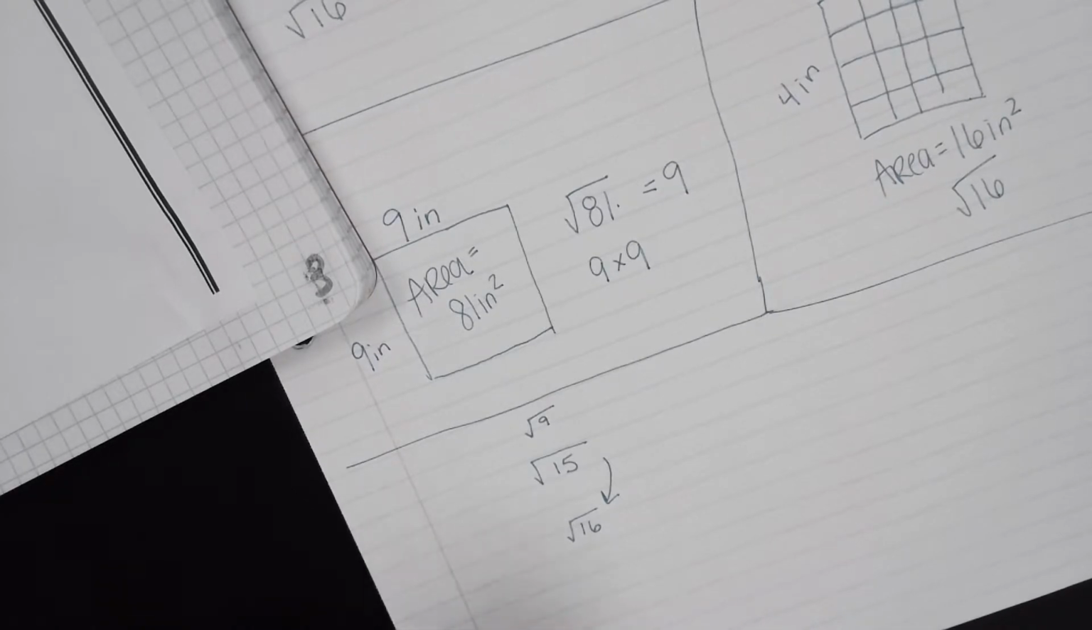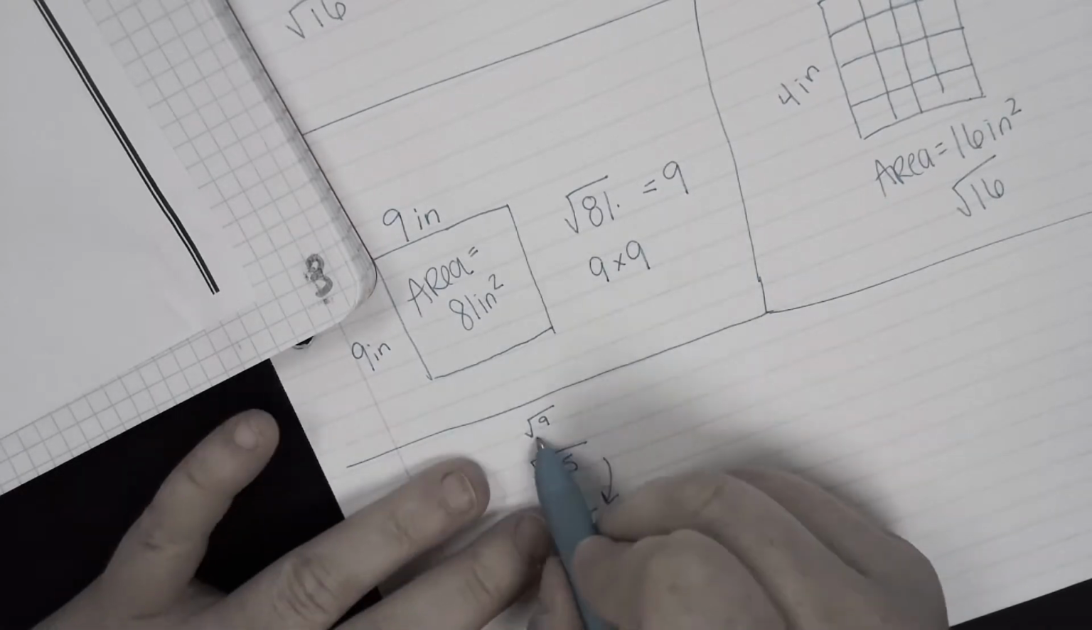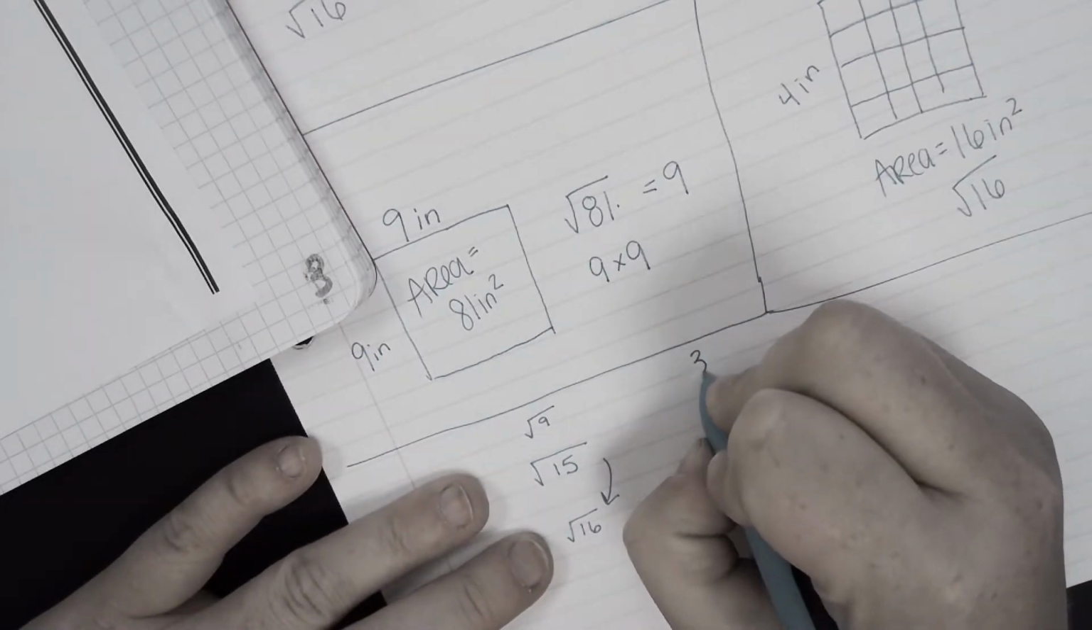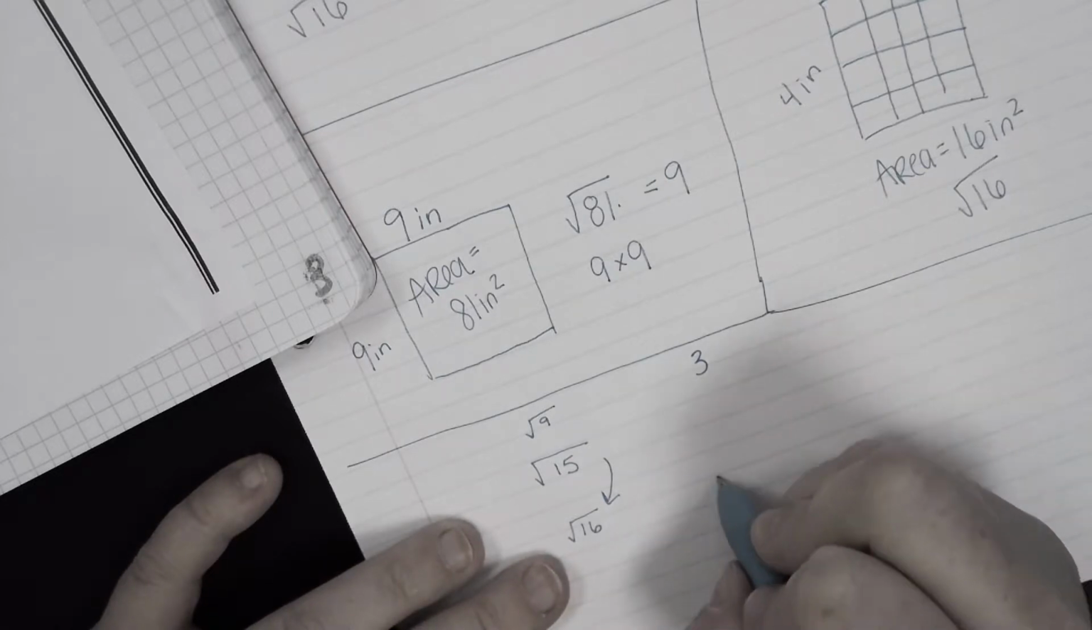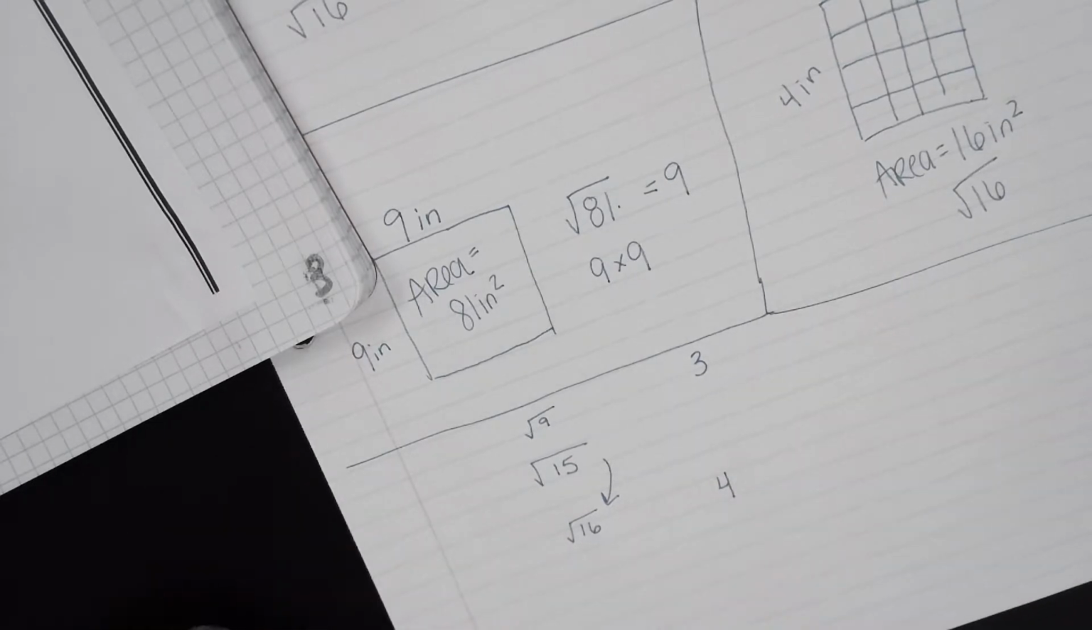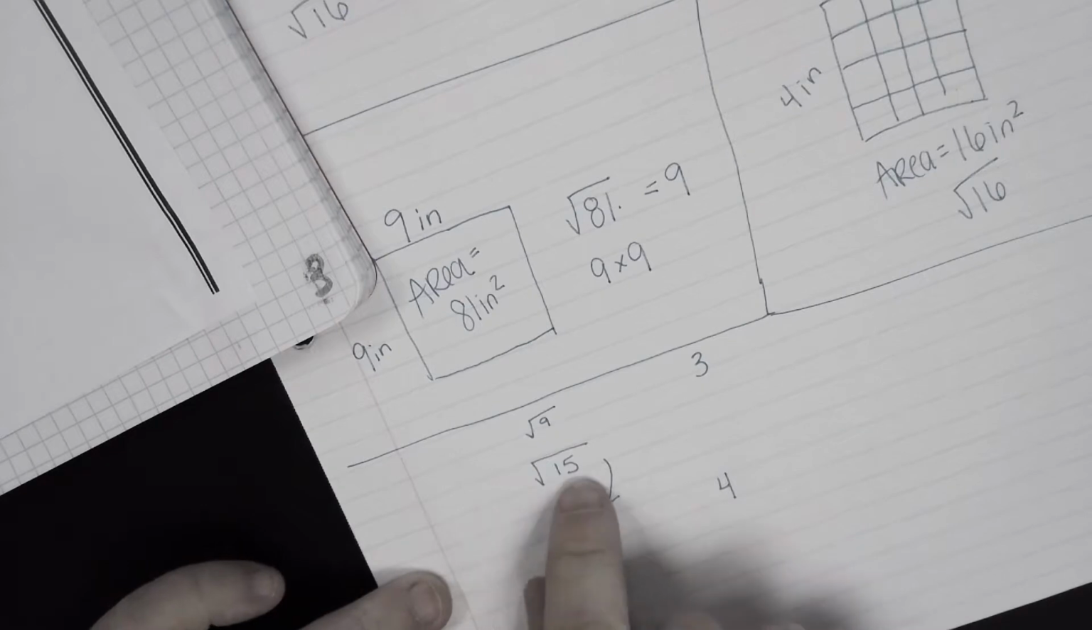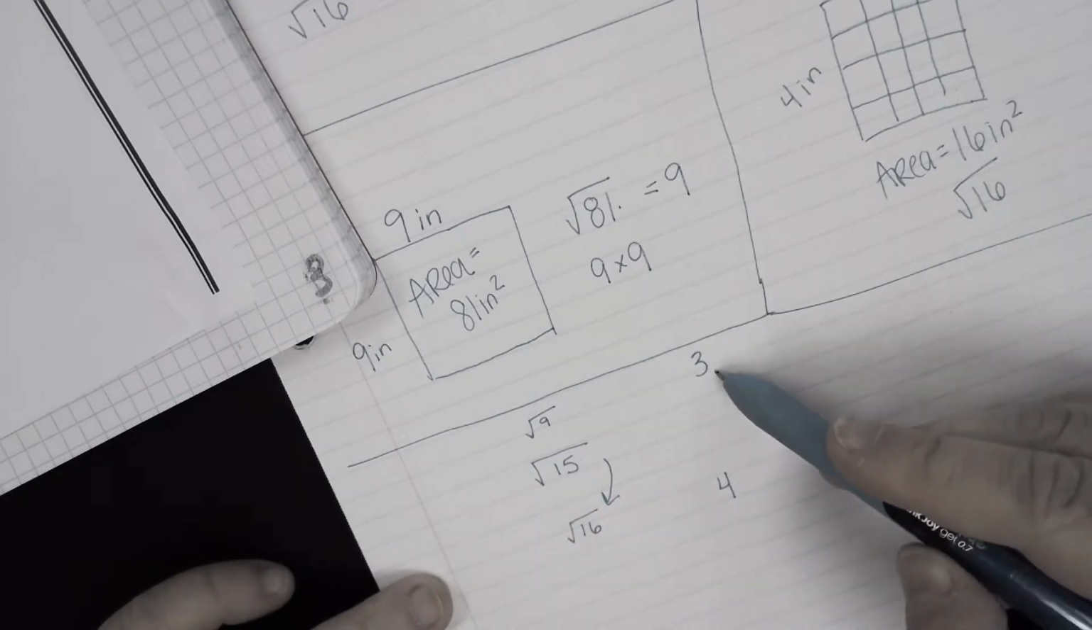We're going to compare the solutions to this problem. So the solution to the square root of 9 is 3. The solution to the square root of 16 is 4. So now I know that my solution to this problem is somewhere between 3 and 4.